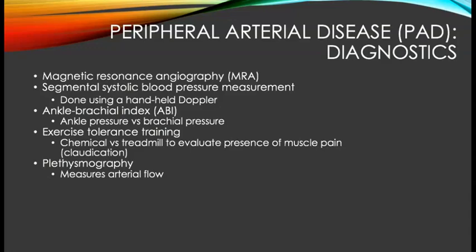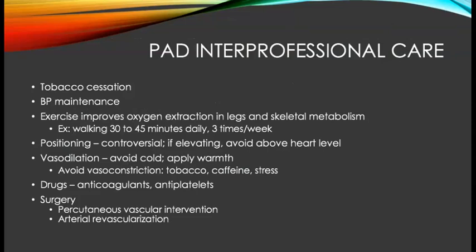Ankle brachial index, or ABI, this is used to evaluate the outflow of disease, so we compare ankle pressure with brachial pressure. Exercise tolerance can also be performed, so this can either be with the administration of drugs or doing something similar to a stress test where they walk on a treadmill, and this is to determine if they start to experience that claudication, so that pain of the muscles.